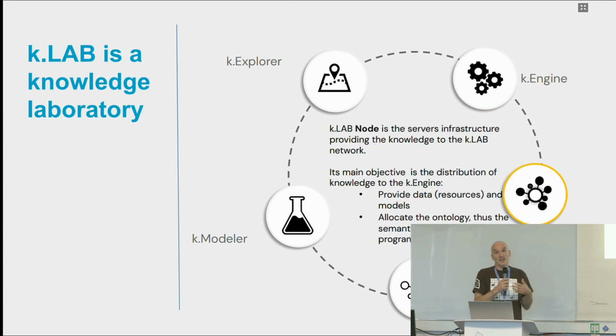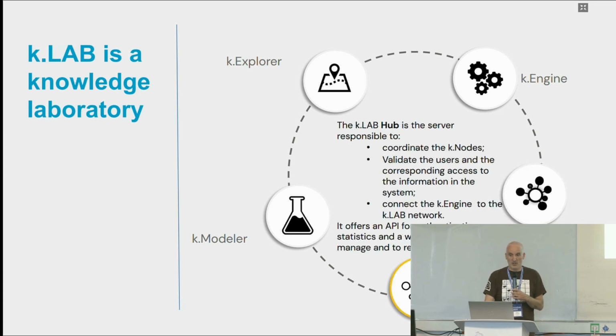Then you have nodes. Nodes are those that actually represent the knowledge. You can put on nodes data sets, you can put on nodes models, and they will interact within the network with the engine and with the other components, so that when the data flow is actually generated, it will get whatever it can from the nodes, pulling the resources based on a weighting system and machine reasoning.